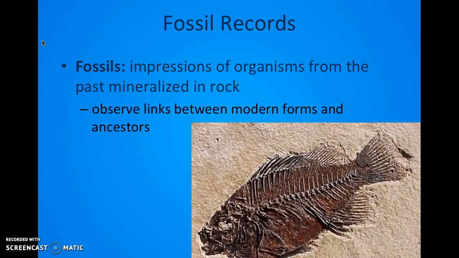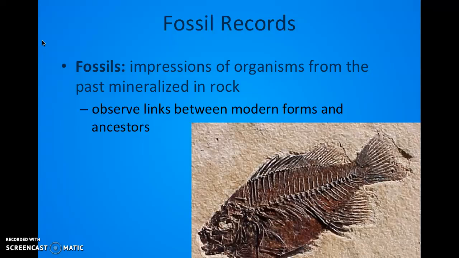So first we'll talk about fossil records. What a fossil is, it's an impression of the organism mineralized in rock. So basically the organism will die. It will be smushed in between rock surfaces and the impression remains in the rock. This is to observe modern forms compared to the ancestor form.